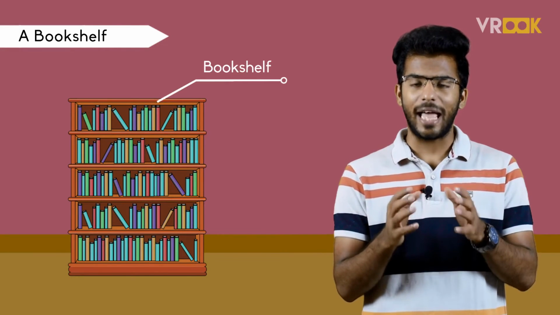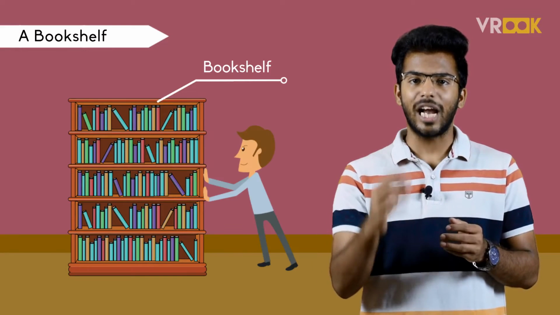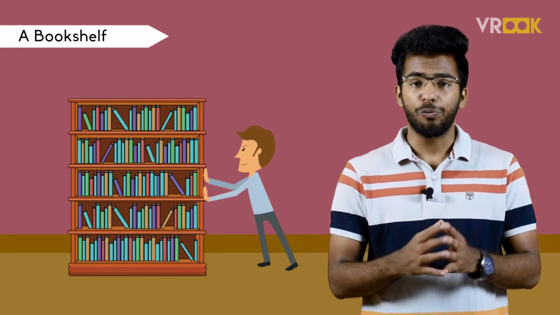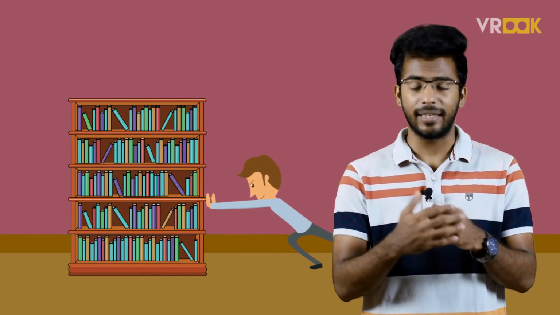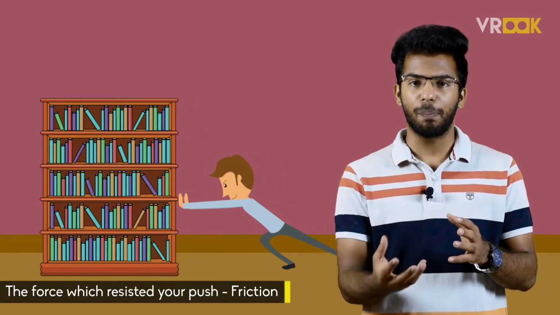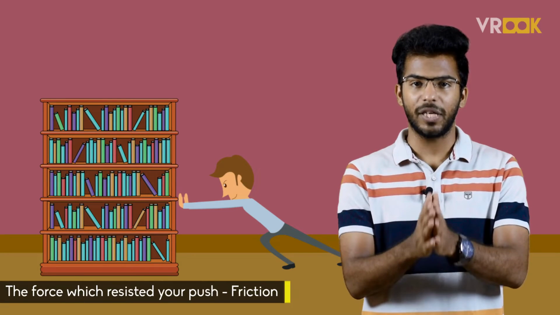We have to push another bookshelf. Let's start pushing it. At the first instance, it won't move. When you try to push it harder, it still doesn't move. And finally, you manage to push it and move to some other position. The force which resisted your push and kept the bookshelf in place is the friction.